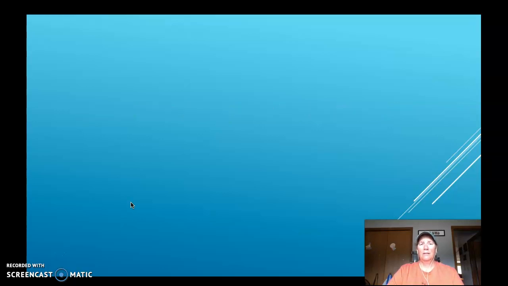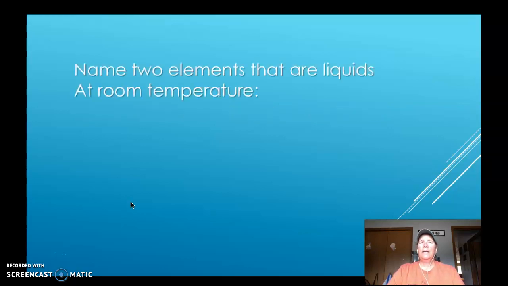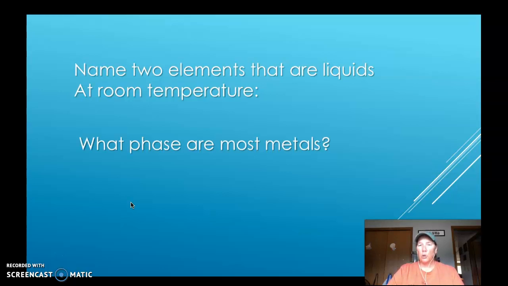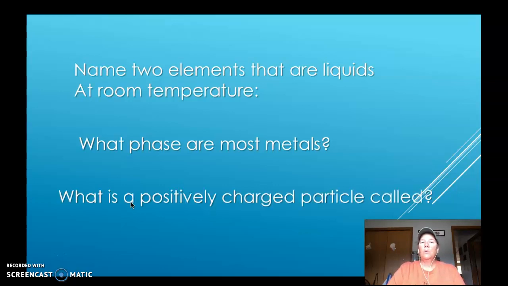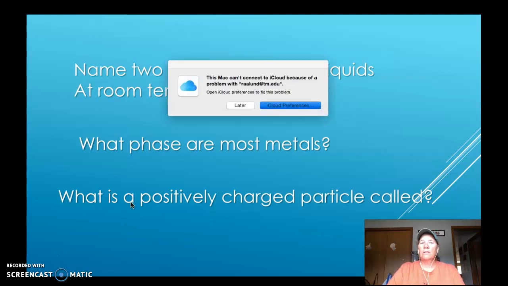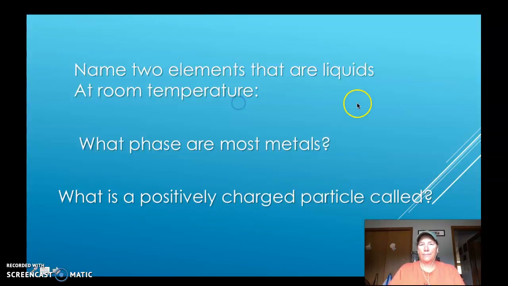Okay, let's see. Name 2 elements that are liquids at room temperature. Look on your periodic table. They would be bromine and mercury. They're the only 2 elements that are liquids at room temperature. All the rest is either gases or solids, and most of them are solids. What phase are most metals? Oh, there's my next question. They're solids. Okay. What's a positively charged particle called? A proton. Okay.